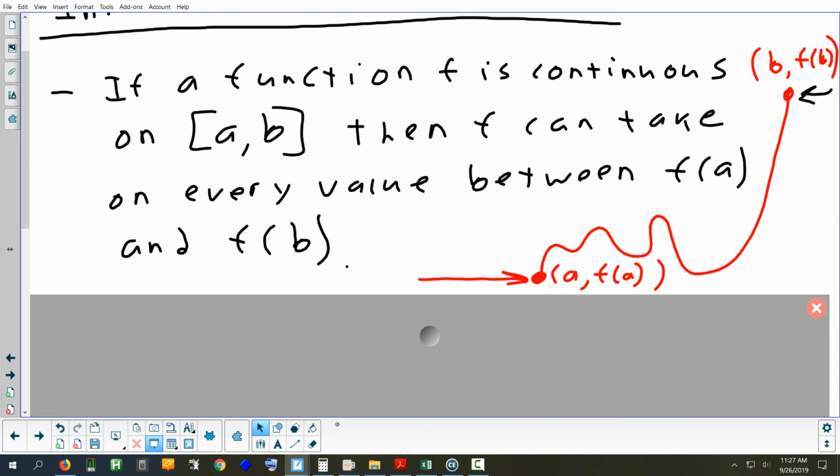Think about this horizontal line as representing the y values you're going to hit. As I go from this y value up to this y value, which y values did I hit in between as I drag the line? All of them. I hit them all, right?